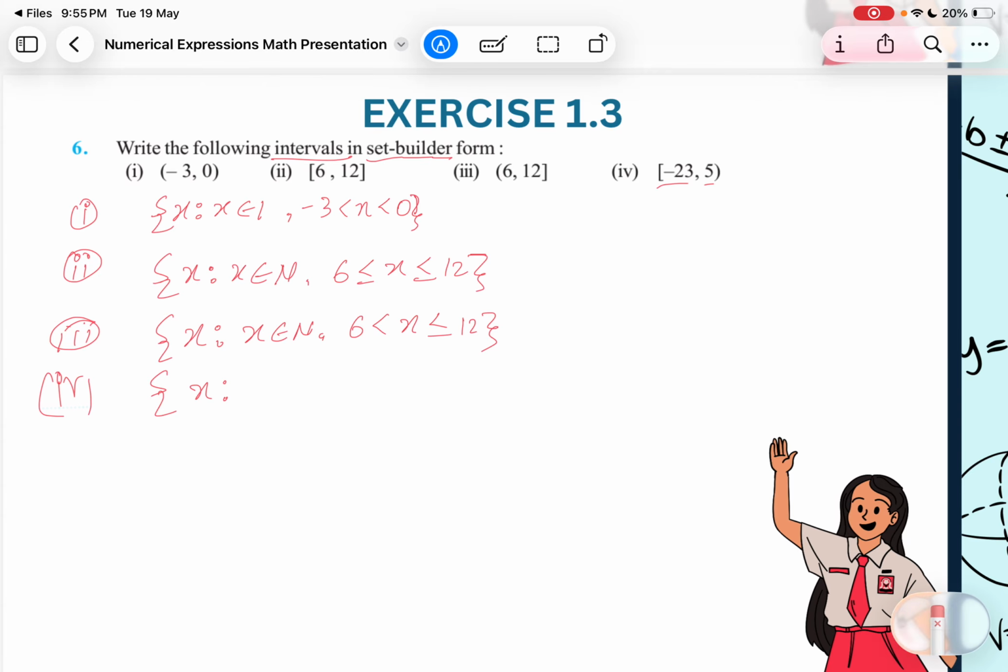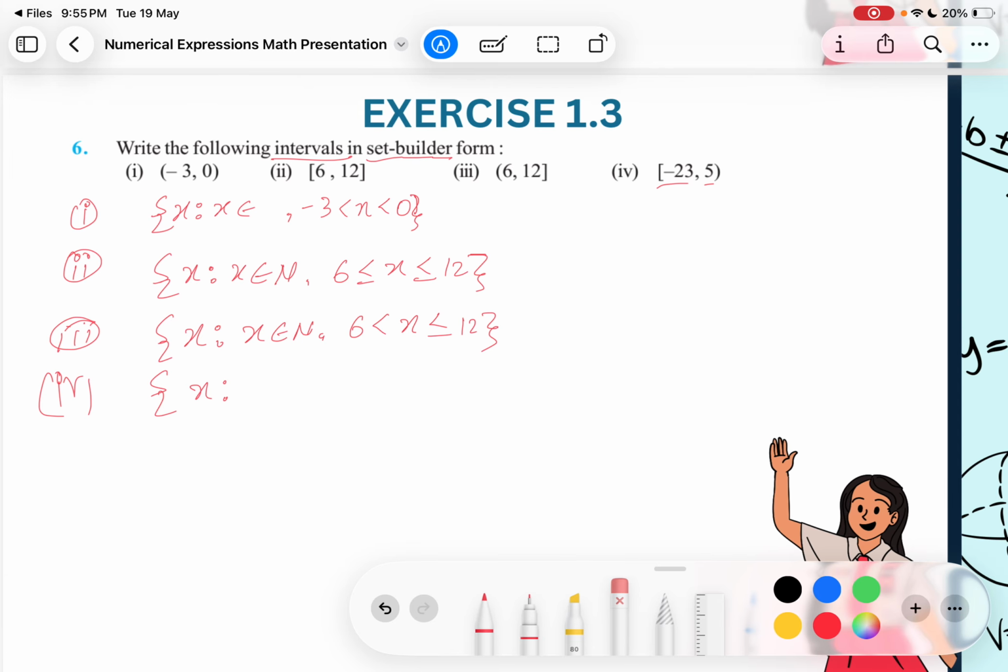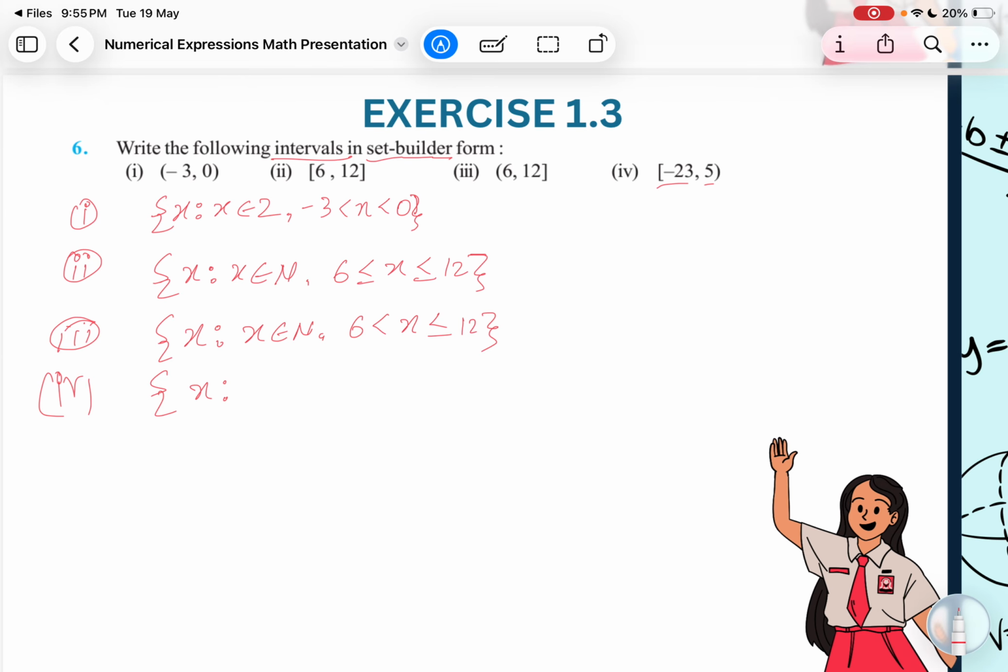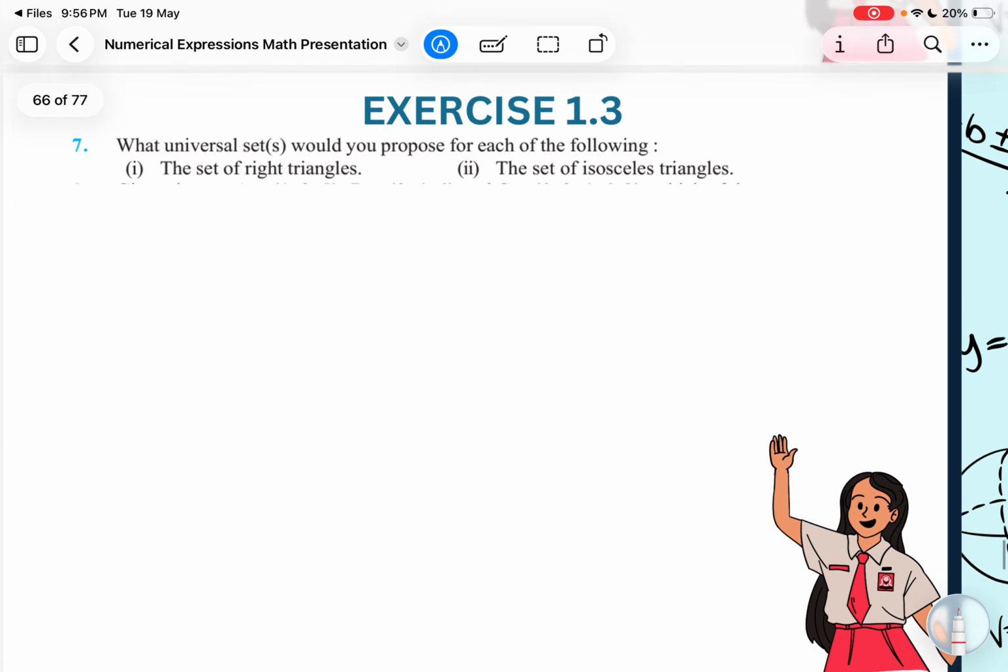By mistake I have written here something like N, this is integer, so integers are represented with Z. Okay, now we have minus 23 and 5, so x such that x belongs to Z and minus 23 is less than or equal to x and 5 is not included, so less than 5, right?